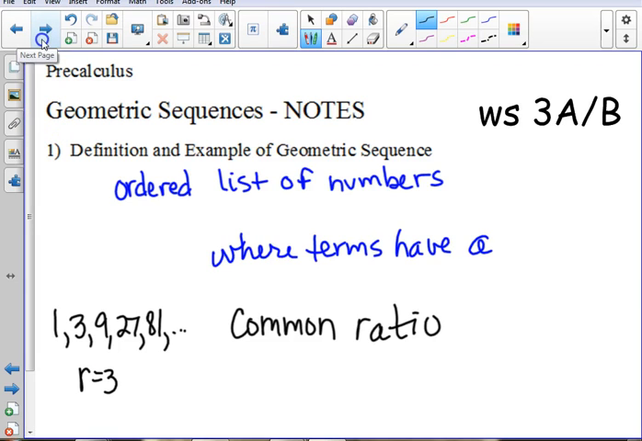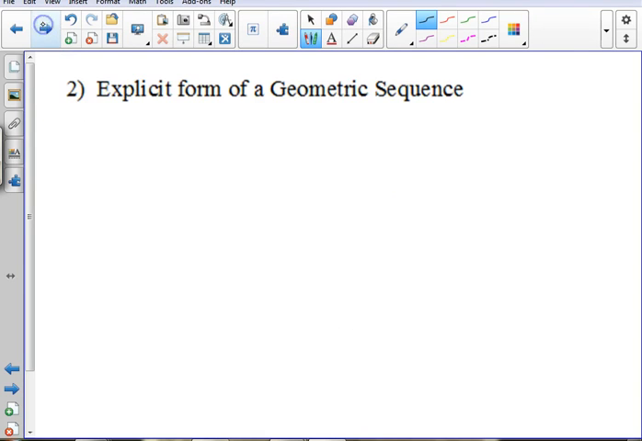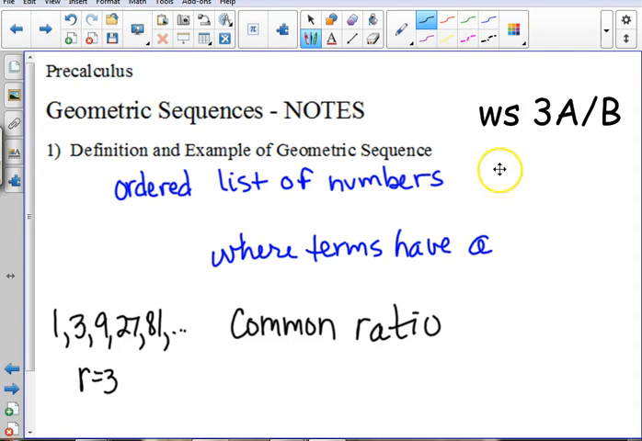Questions so far? Just to clarify, you might want to write this notation down, I don't know. But anytime you wanted to find that ratio, you could take a term and divide it by the previous term. Yep. Do you remember how to write previous term? N minus 1. Yep. This is just how to find a ratio.